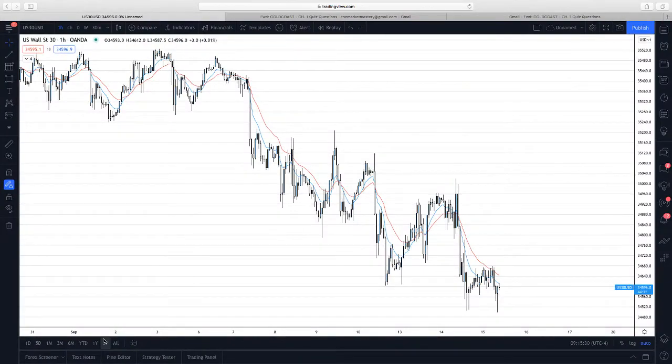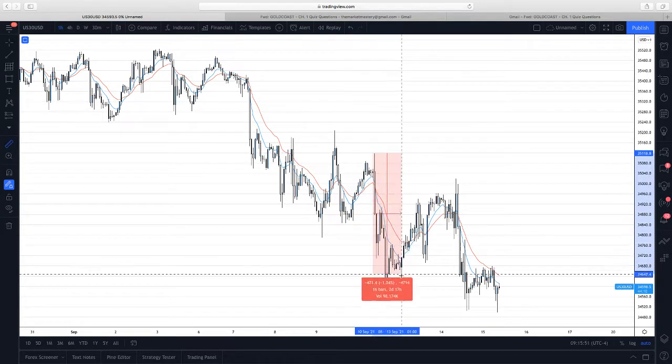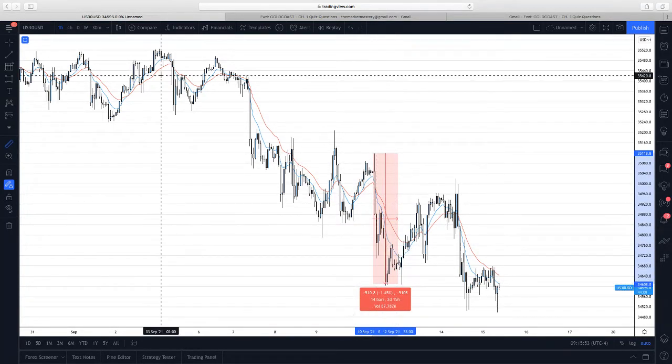Jay Adams here, and I want to go over, really shortly in this quick video, how to potentially identify some entries on US 30 just by using a few simple things. Now, last Friday, you can see that the market had a move that wicked up to the high and then it continued to drop. And this is the hour time frame.